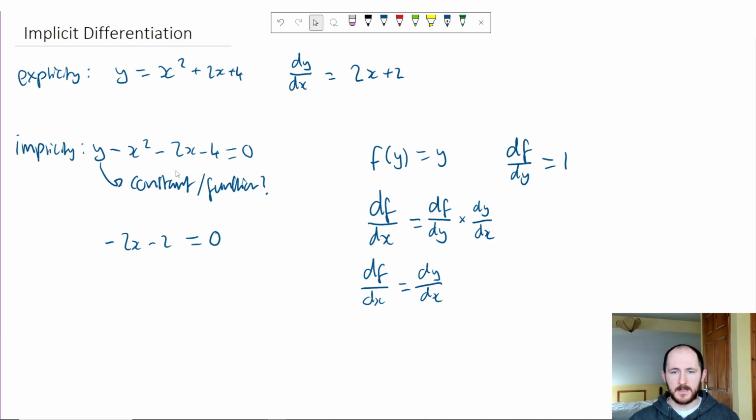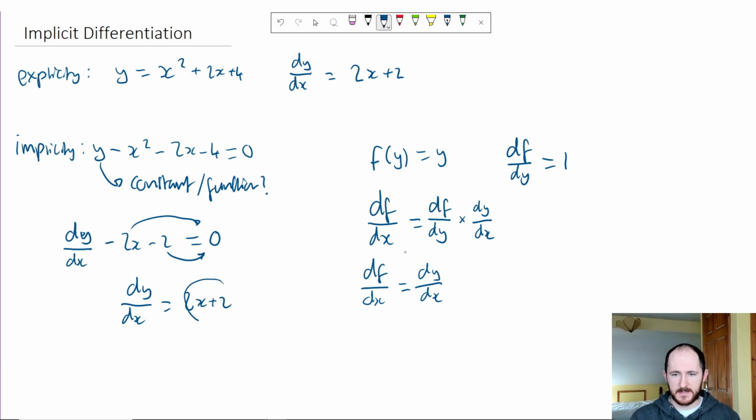So in other words, when I differentiate y, I get dy by dx. That's where the dy by dx comes from. Then if you just move everything over to the other side, you get dy by dx equals 2x plus 2, which is the exact same thing as we get when we have an explicit function, which is the point.